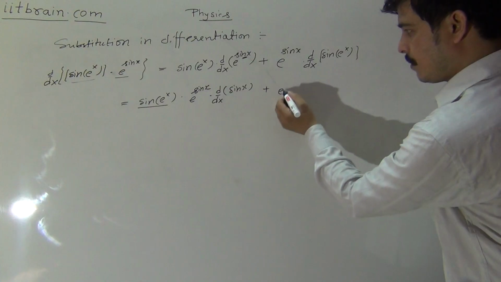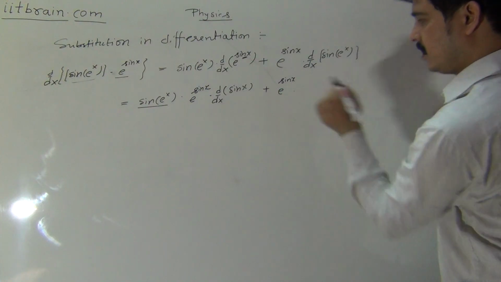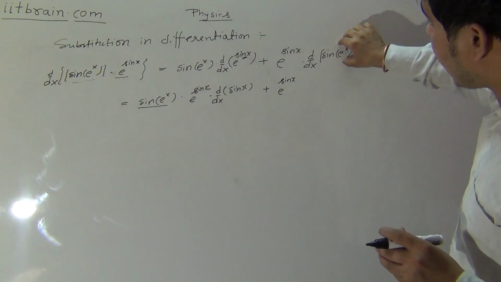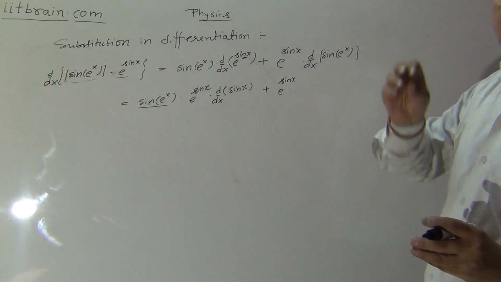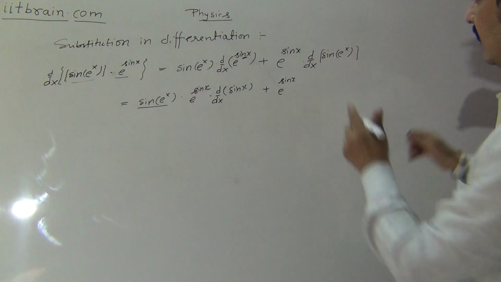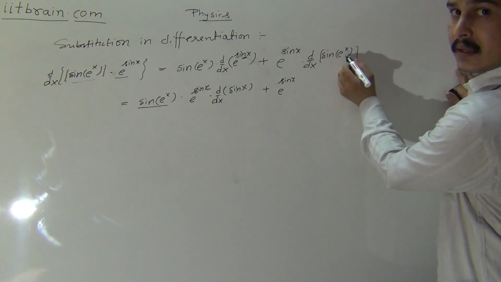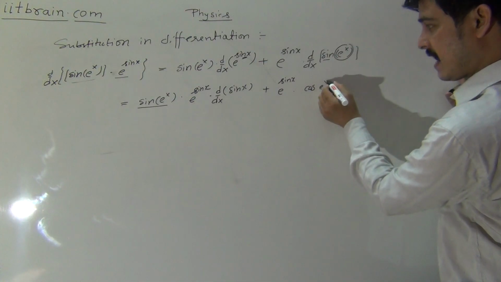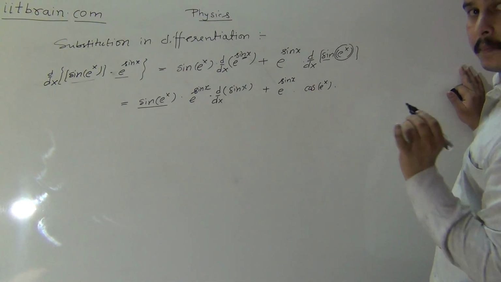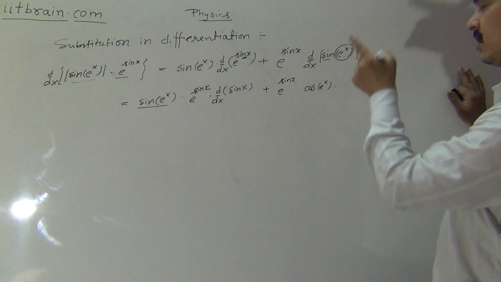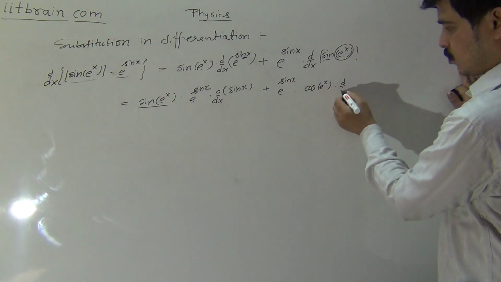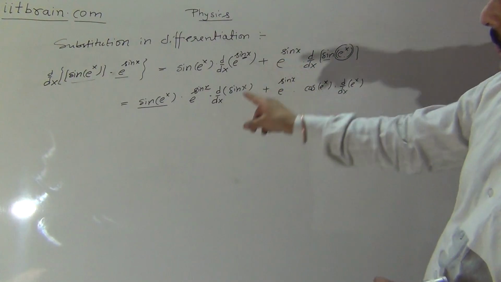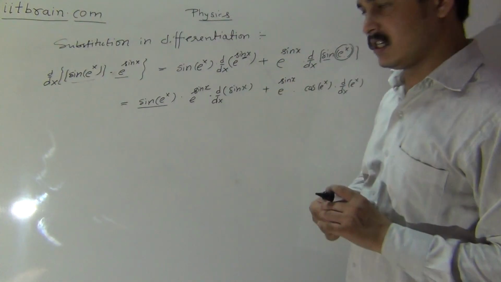Plus e to the power sin x into differentiation of this. Here this is sin x. If you take e to the power x as x in your mind, then it is sin x, and the differentiation of sin x is cos x. But e to the power x is placed in the place of x, so differentiate it once again. जो x की प्लेस लेगा एक बार और differentiate होगा.